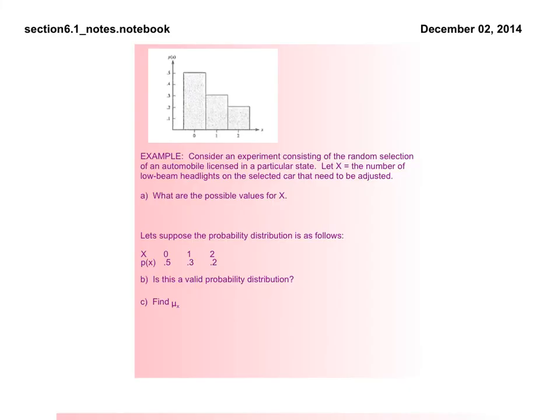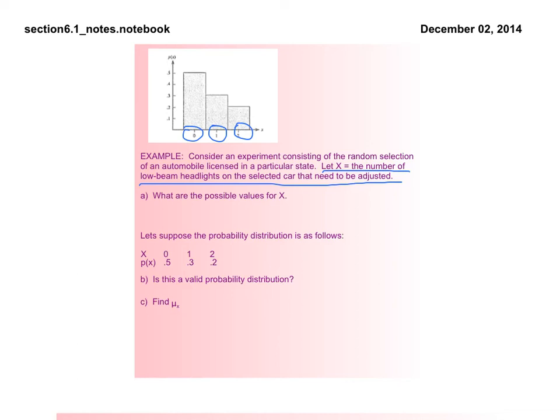All right, one last final example. An experiment consisting of a random automobile licensed in a particular state. They define the random variable X as being the number of headlights that need to be adjusted. So everybody's car has 2 headlights on the front of your car, and they looked at the number of headlights that needed to be adjusted. So if the car's perfect, it doesn't need to have any adjusted. Or maybe it has one that needs to be adjusted, or both headlights need to be adjusted.